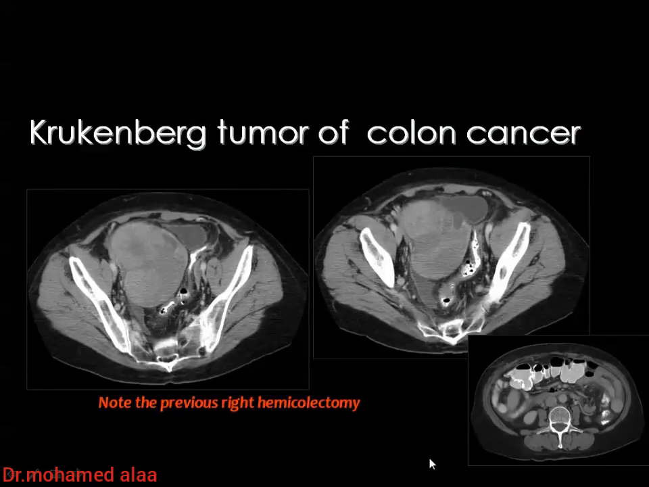And this is a patient with cancer colon. You can see hemicolectomy, and you see a big mass. This is not usual for Krukenberg tumor, but the solid nature of the lesion and the presence of primary malignancy are diagnostic of Krukenberg tumor.